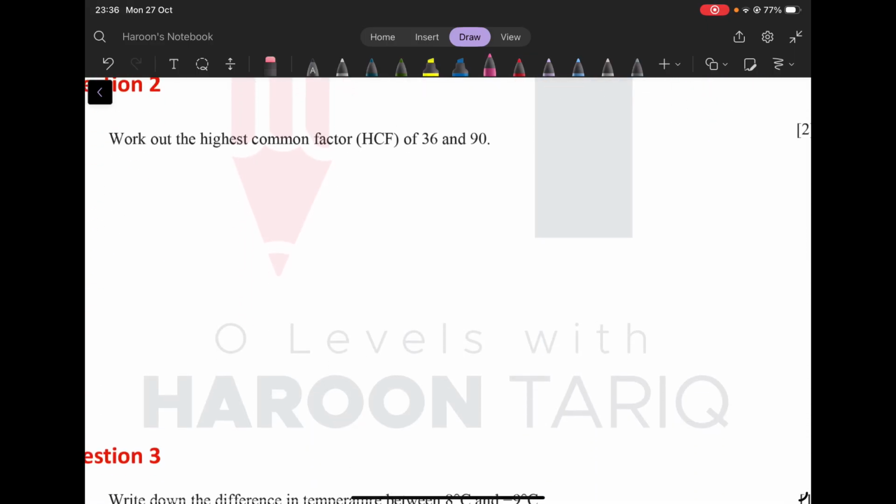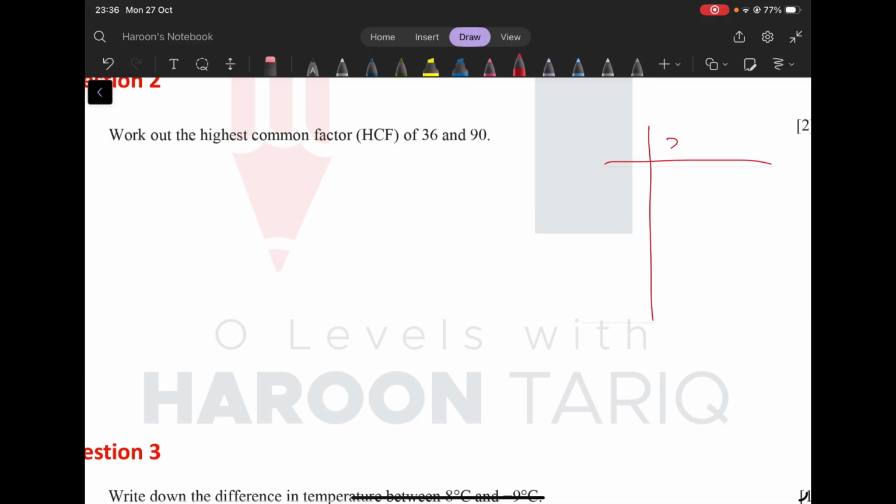Question number 2. HCF of 36 and 90. We'll start off with 2 over here. This becomes 18. This becomes 45. Not an even number, so 2 is out. 3. This is 6 times. This would be 15 times. Once again 3. This would be 2 times. This would be 5 times. We can't continue any further, because for LCM we do continue, otherwise for HCF, unless there is a common factor, we stop. So 2 multiplied by 3 multiplied by 3. 2 times 3 would be 6, times 3 would be 18. This becomes our final answer.